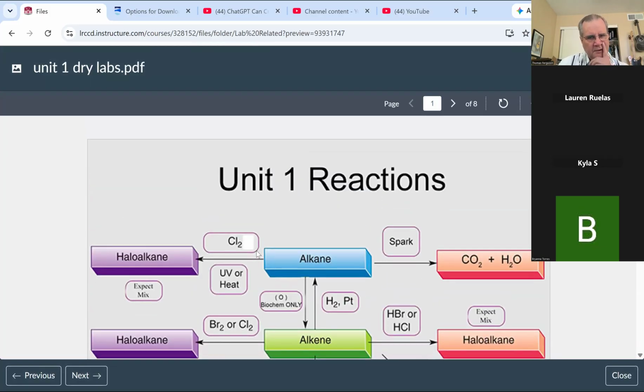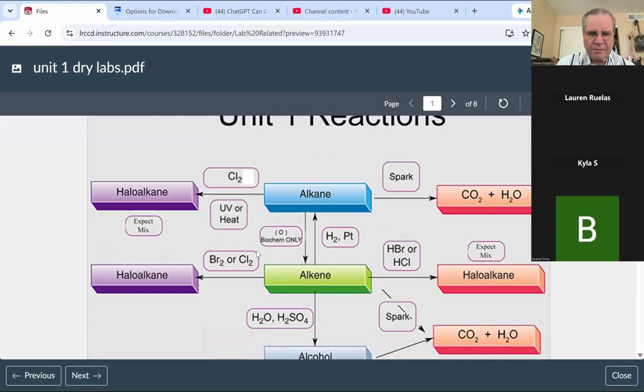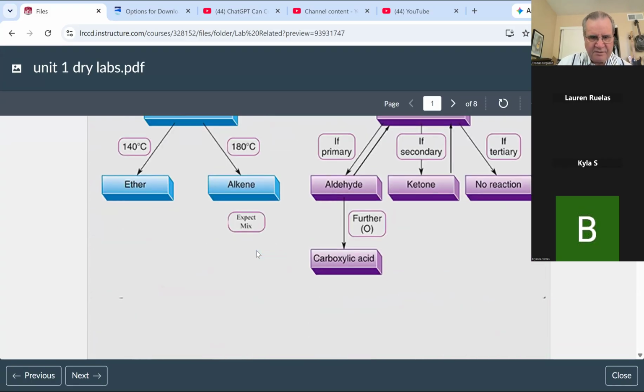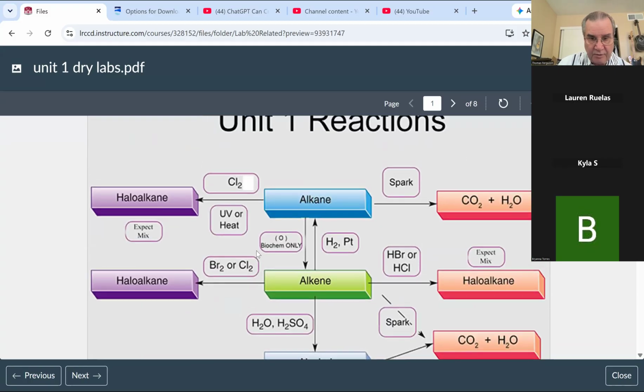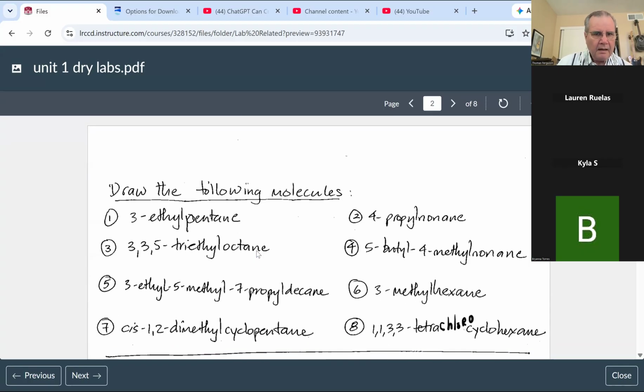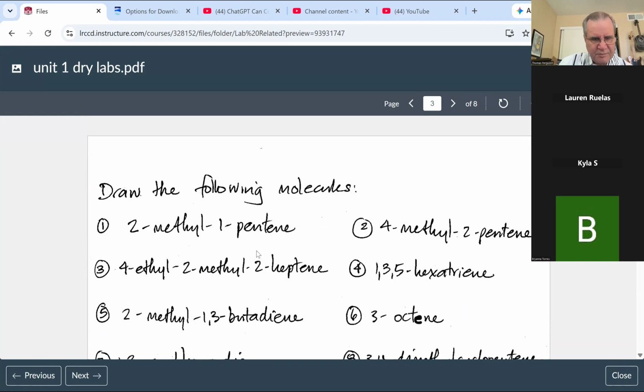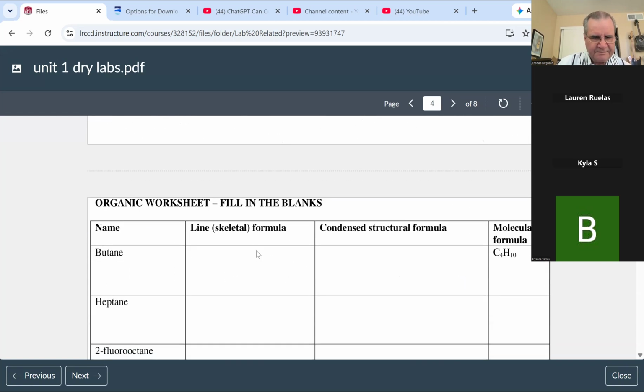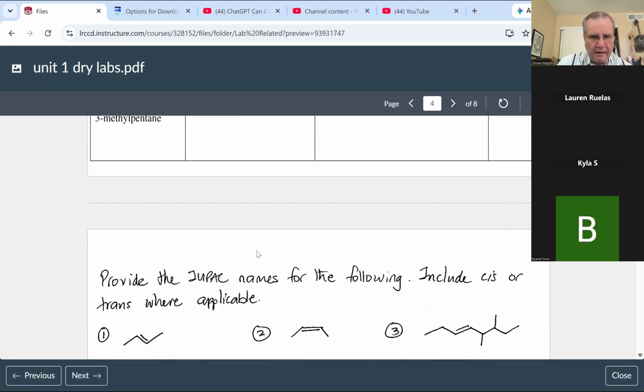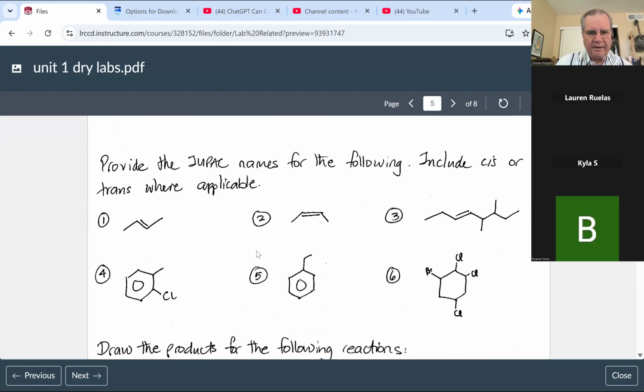Also, you're going to have something called a flow chart, and that's where all the reactions are. So these are the reactions we're going to be learning about in Unit 1. Okay, so worksheet, just practice these guys. Now, I did not make all these up. Some of them I did, I had a colleague up in Washington where I taught at Tacoma Community College, and he and I did these together.